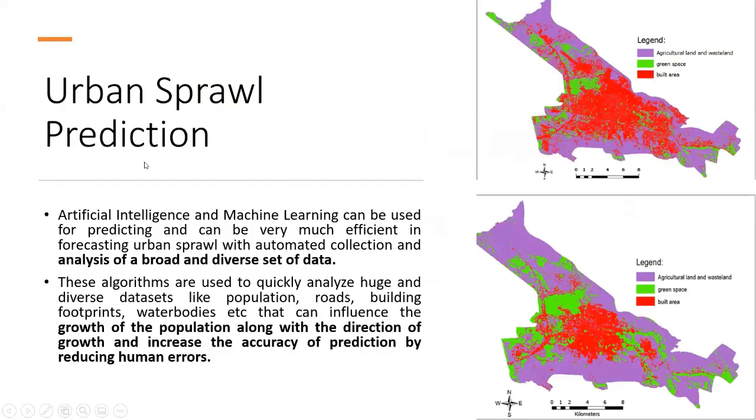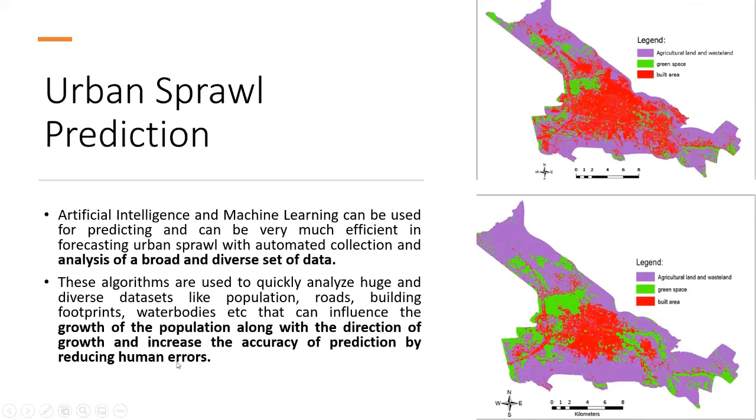Urban sprawl prediction, as we saw in previous examples also, using artificial intelligence and machine learning, predicting urban sprawl is also possible, and it is very efficient and accurate. It can influence the growth of the population along with the direction of growth and increase the accuracy of prediction by reducing human errors. So if humans are doing this prediction manually, definitely some human errors will come.